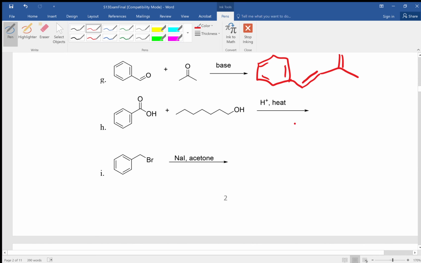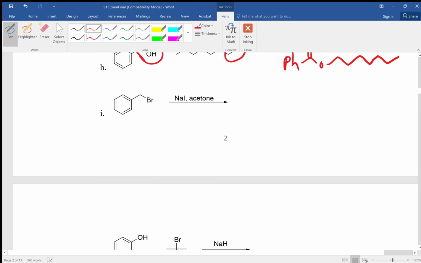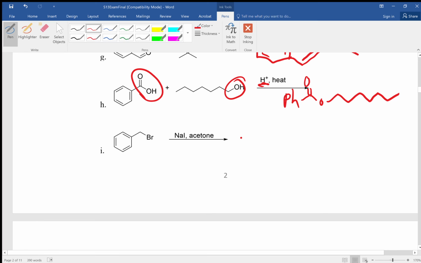Part H is just a Fischer esterification. We have the carboxylic acid plus an alcohol with an acid catalyst, and so we'll form an ester from bringing those two together. Part I is an SN2 reaction. So the leaving group bromine will be replaced by iodine.